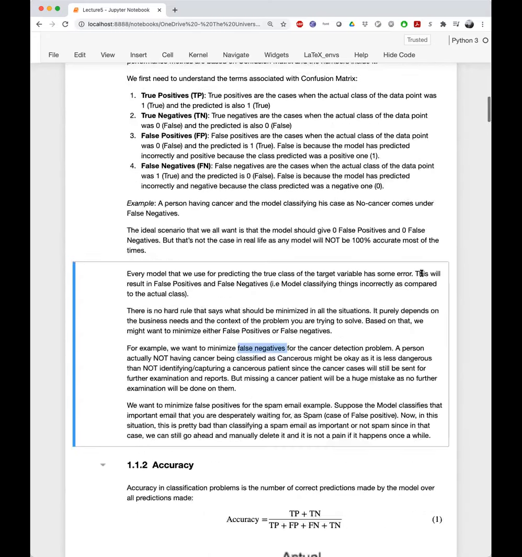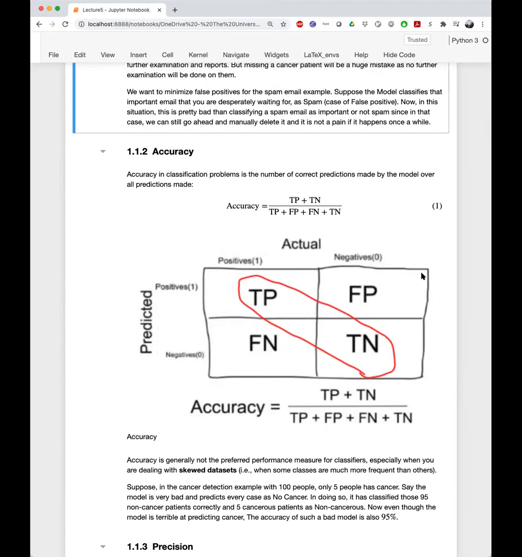All right, so based on the confusion matrix, we can define some metrics. These metrics are just numbers, which is different from the confusion matrix, which gives us a table. But we can actually use these numbers to compare models.